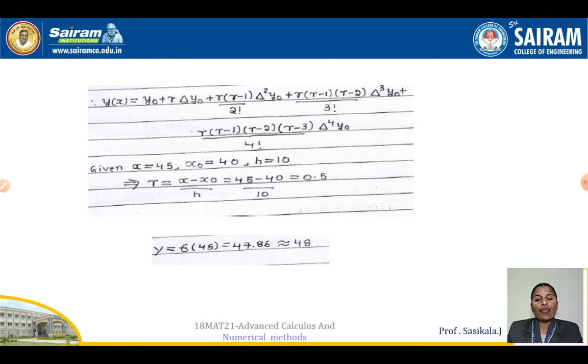You will get f of 45, and the answer is 47.86. Since the y value is related to the number of students, it won't be in decimals, so you can make it approximately 48 students. So exactly, 48 students got marks from 0 to 45, that means less than 45 marks.